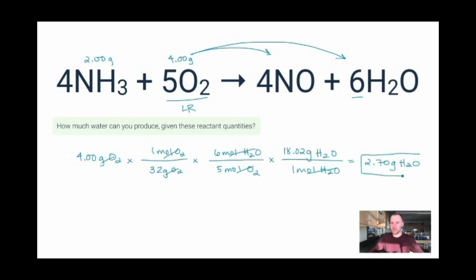What did we just calculate for? Well, the question asked us, given these reactant quantities of 2 grams of this, 4 grams of that, how much water can we make? And we chose the limiting reactant to do our stoichiometry calculation with because that's what's going to be completely available. All 2 grams of this is not going to be used up because this 4 grams of O2 will run out. So I want to use the limiting reactant to do this calculation. When I run that through, I get that I can make 2.70 grams of water.